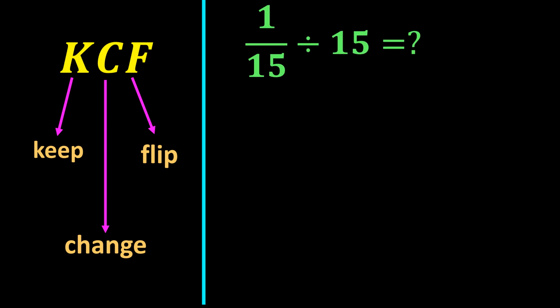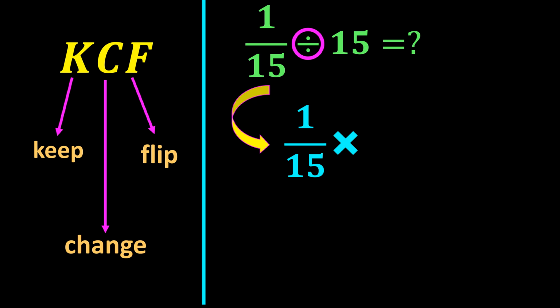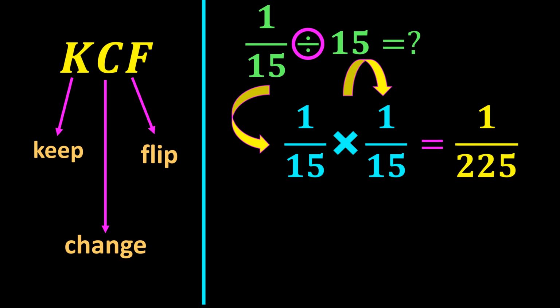According to the KCF rule, we keep the first term as it is, so we write 1/15. In the second step, we change the division sign to multiplication. In the third step, we flip the second term. The reciprocal of 15 is 1/15. So we get 1/15 times 1/15, which equals 1/225.